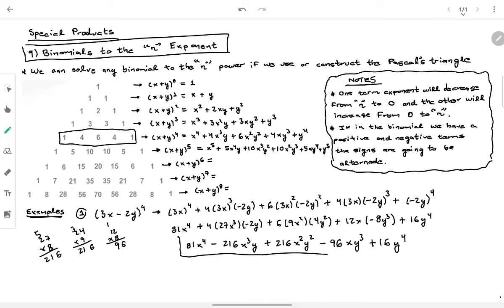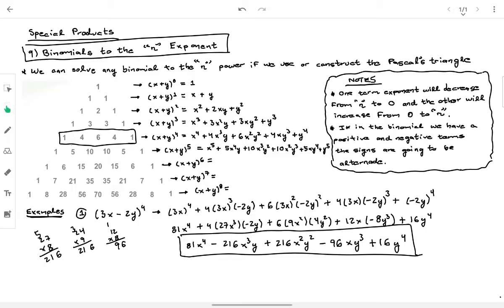That will be the correct order because x is in descending order of powers. So that will be our answer for 3x minus 2y to the fourth power. So as we saw, it's kind of simple. It can be long multiplications, but it's simple. We need to follow the order that it's going to be, in this case, to the fourth power.